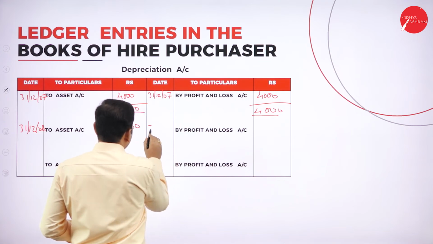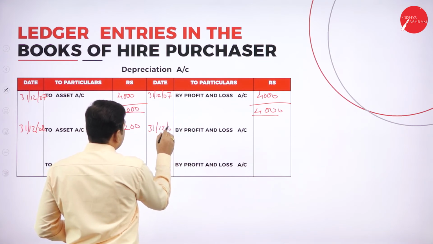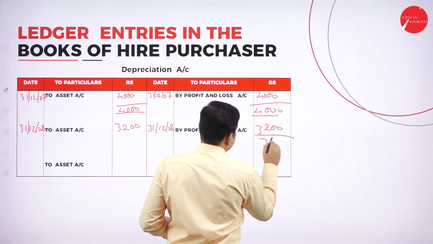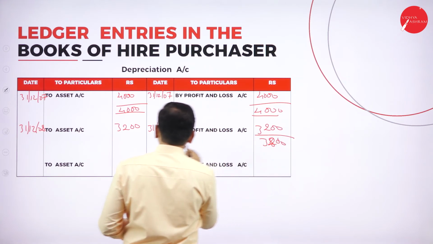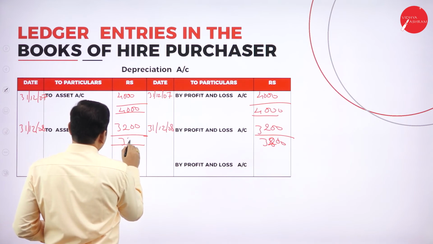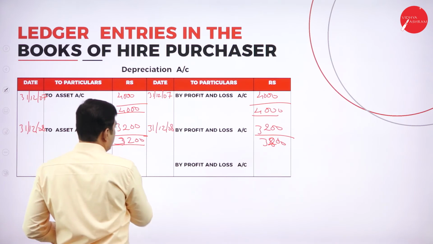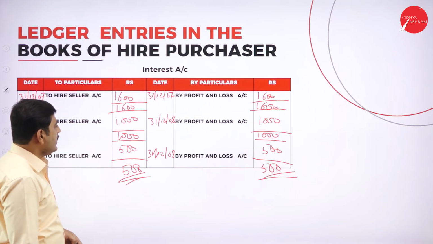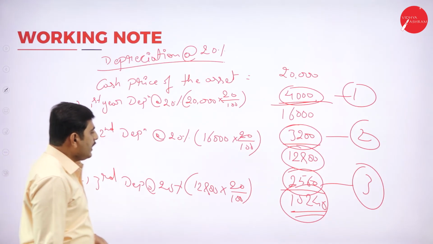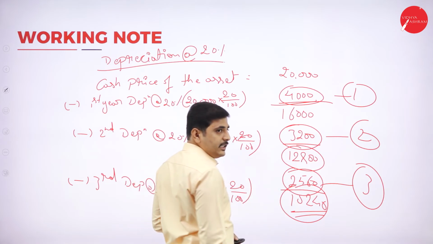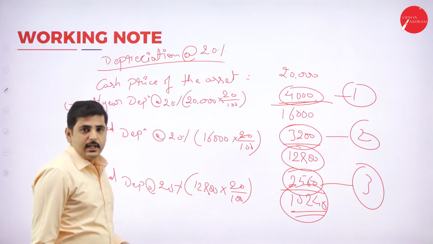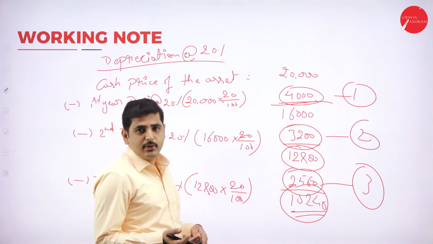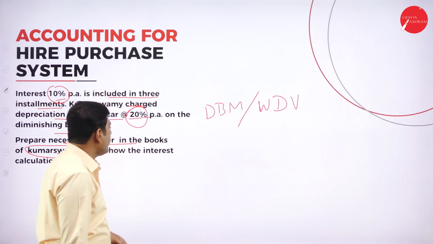Again that will be transferred to profit and loss account, 3200. So tallied on both sides, 3200. Here also 3200. Next one, for the last year, what is the depreciation? It is 2560. Again journal entry: depreciation account to asset account and profit and loss account to depreciation account.